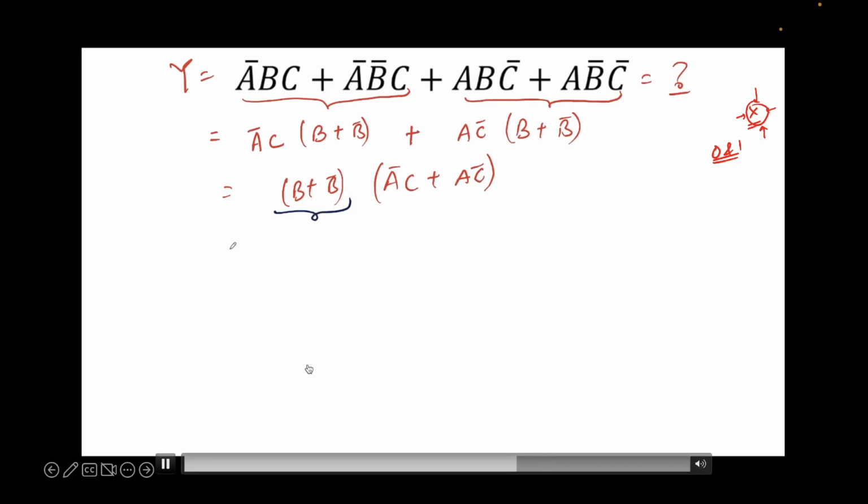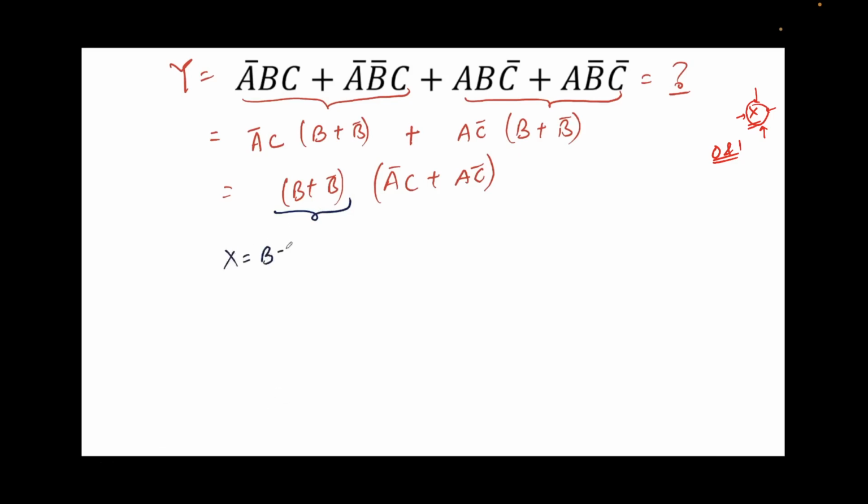Assume that x is equal to b plus b bar, and let's try to find the value of x. I'll do the same thing. The input is b and x is nothing but b plus b bar. Let's populate this truth table. There are only two possible combinations: either b is 0 or b is 1. If b is 0, b bar is 1, and if b is 1, b bar is 0.